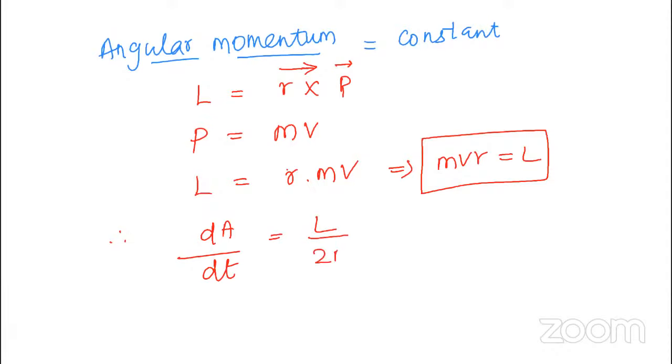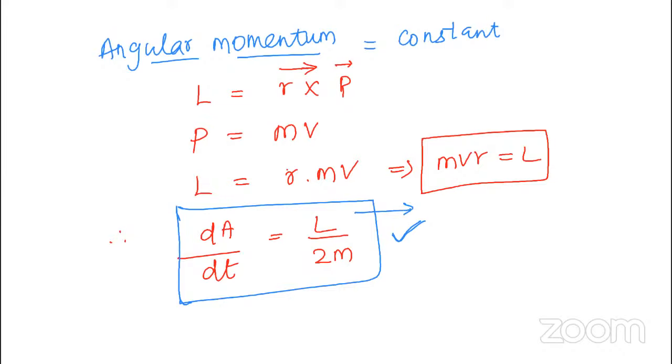So this is also one conclusion of the relation from the second law. Okay, so delta A divided by delta T is equal to L by 2m. Here L represents what? It is the angular momentum. Next, third one.